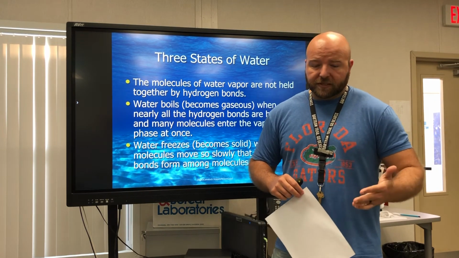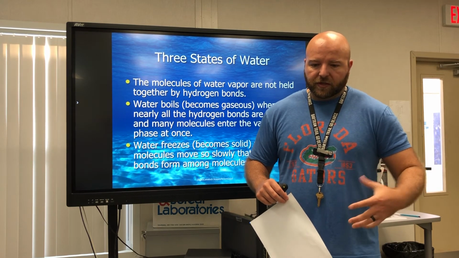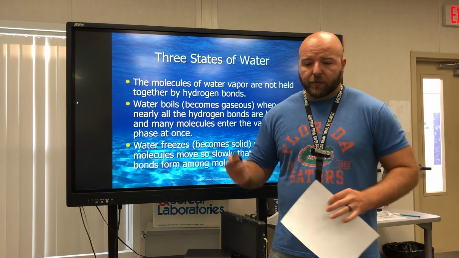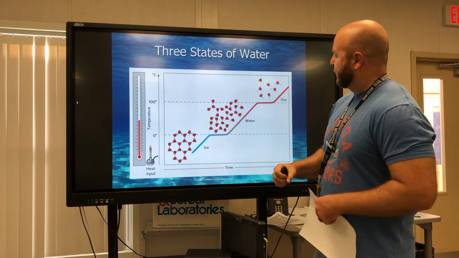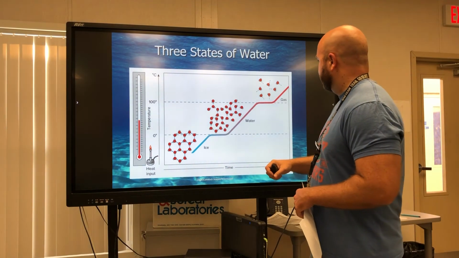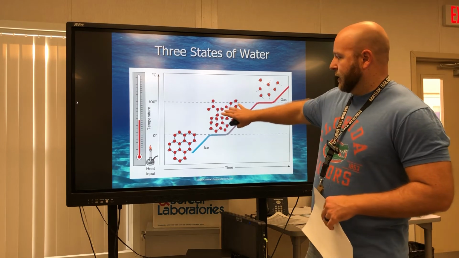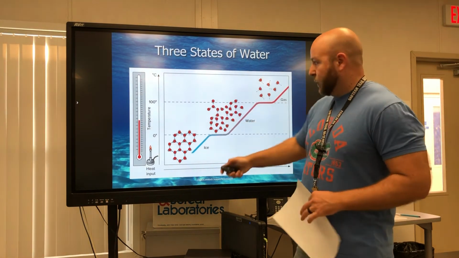When water freezes, it becomes a solid, and the molecules move so slowly that the hydrogen bonds form among the molecules. There's an image here of the different states of water. As a gas, the molecules are separate. Here they're kind of bonded in small groups, and then here they are all bonded together.